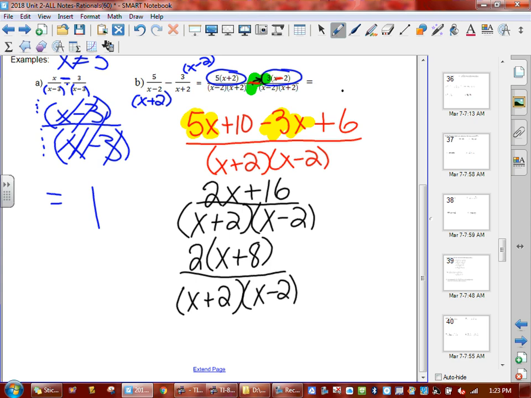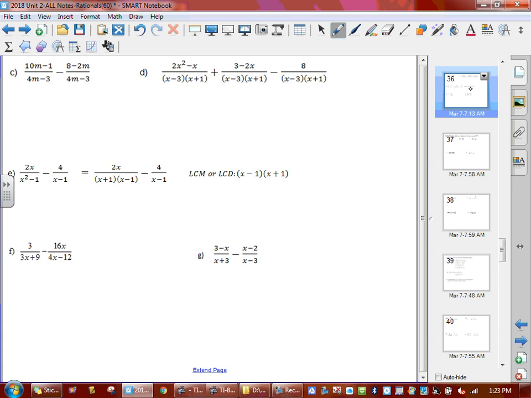What was our non-permissibles for this question? X can't be what? Right, plus and minus 2 for that question. Okay? Alright, we got a few more examples left. Let's take a look at C. Now, C already has a common denominator. Okay? So C, I'm able to just look at the top and I can add the top together right away. Okay? Because the bottom matches. Does everybody see that my bottom here matches?